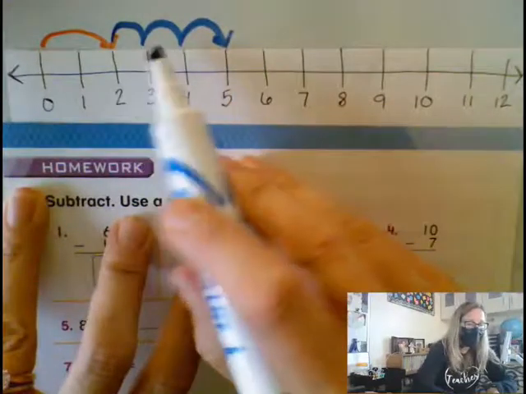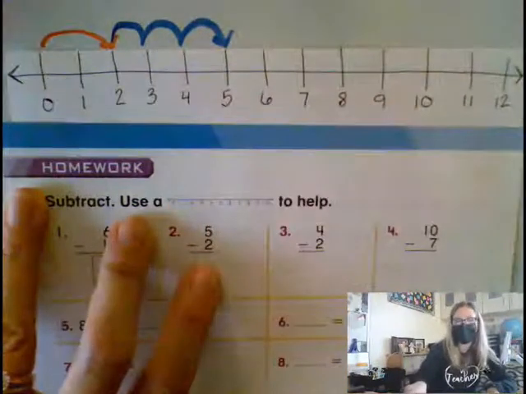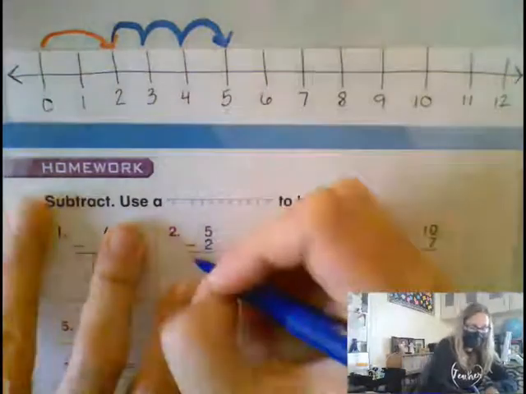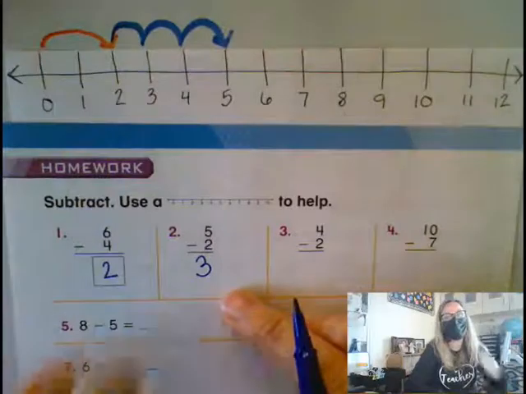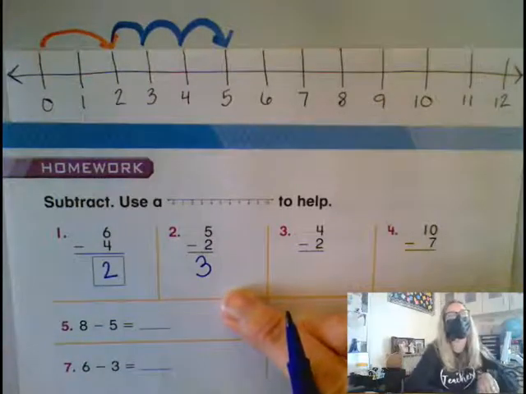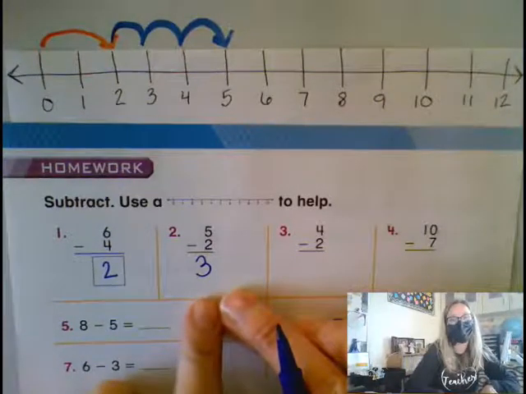How many little jumps did I take, Austin? 3. So my missing number is 3. If you had 3, kiss your brain. If you did not have 3, fix it now.